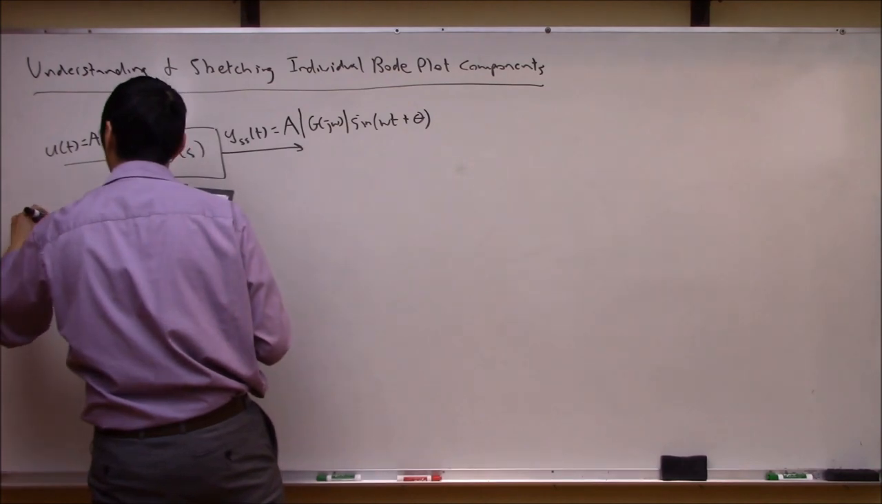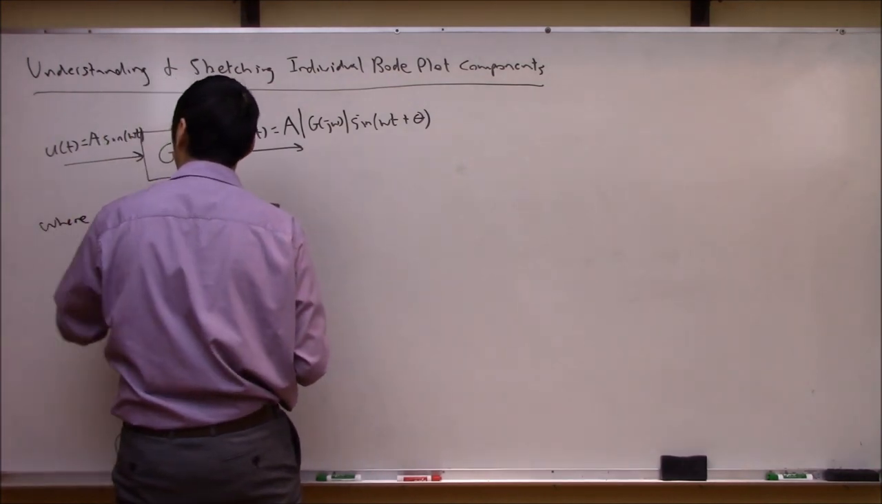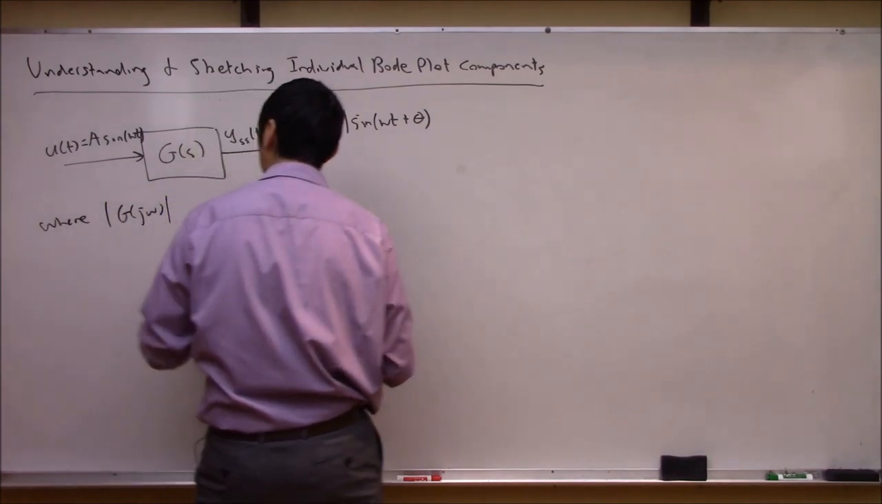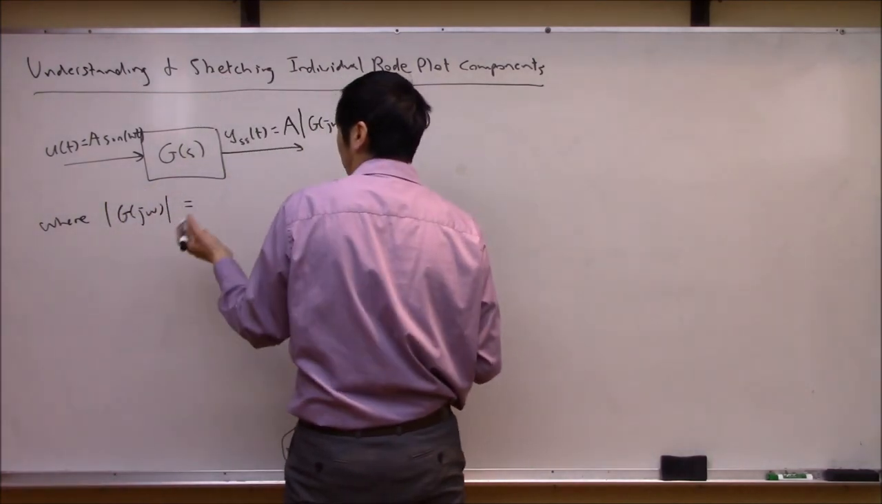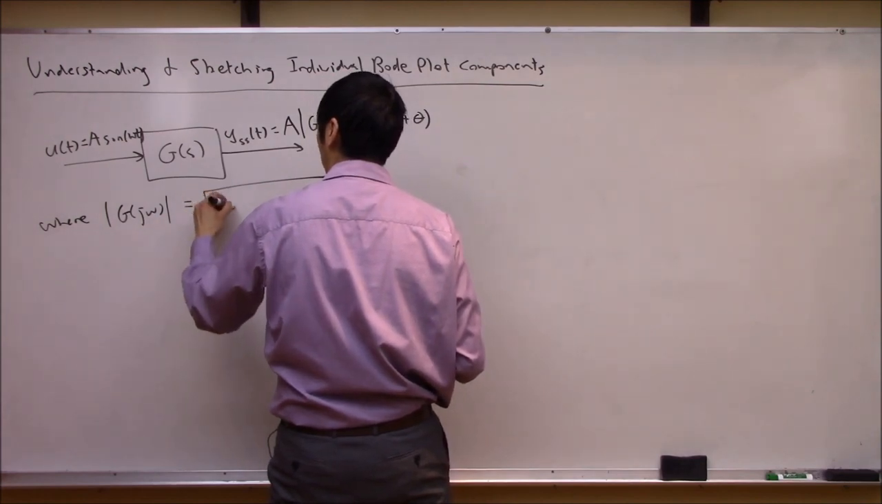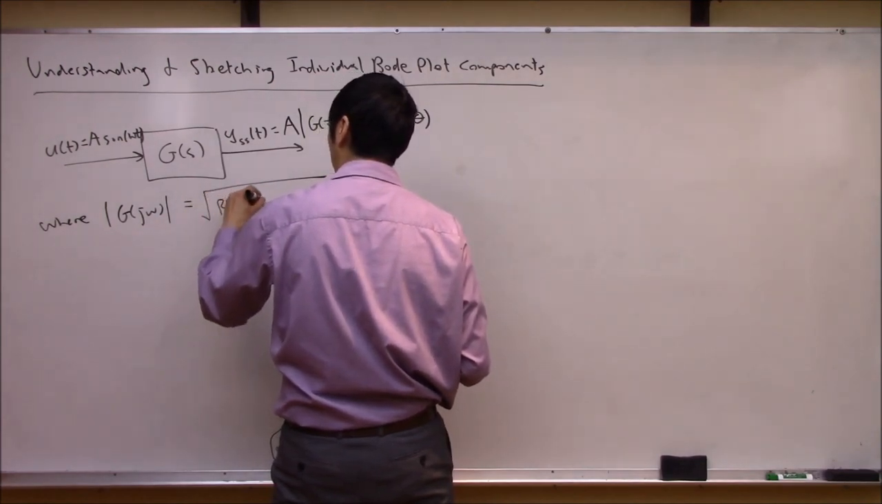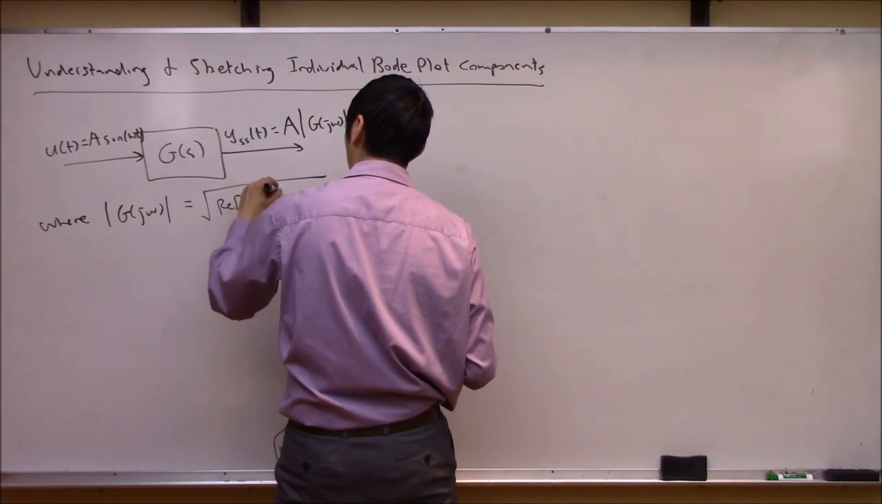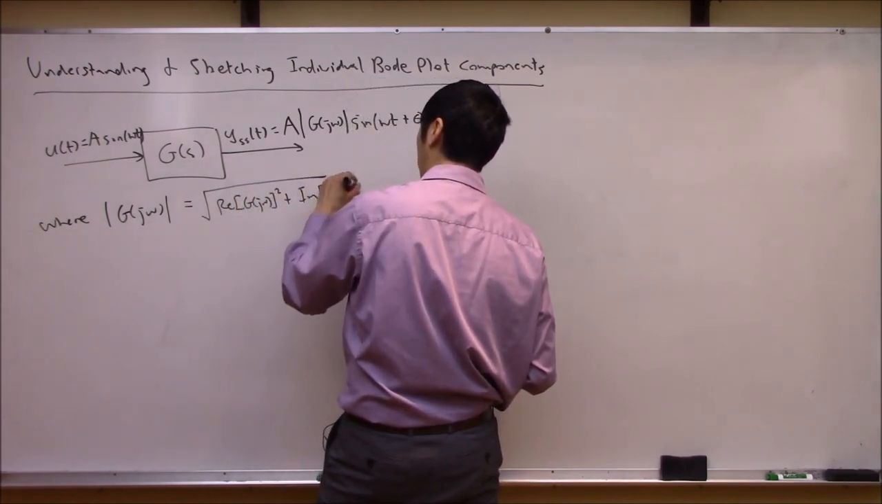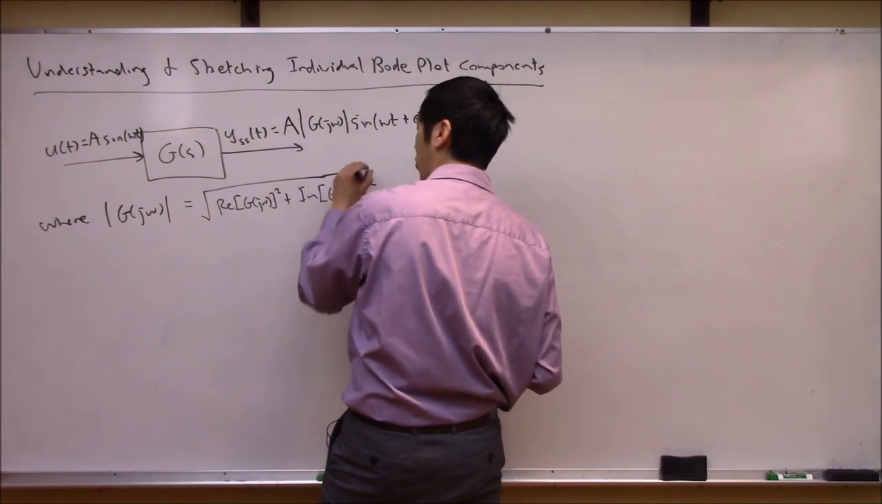And we saw here that the amplification factor of this system was given by the magnitude of G of j omega. So this was really just a complex number, so its magnitude is basically the real part of G of j omega squared plus the imaginary part of G of j omega squared, and then you take the square root.